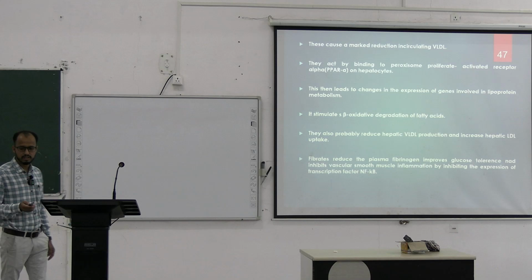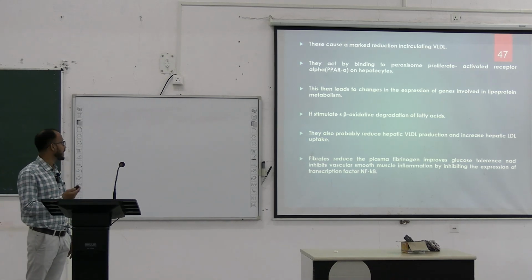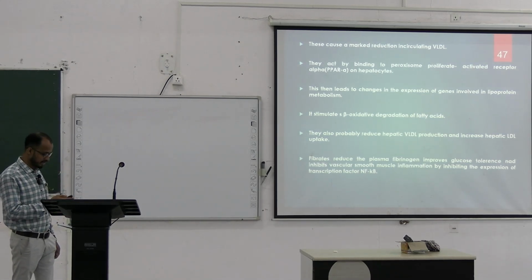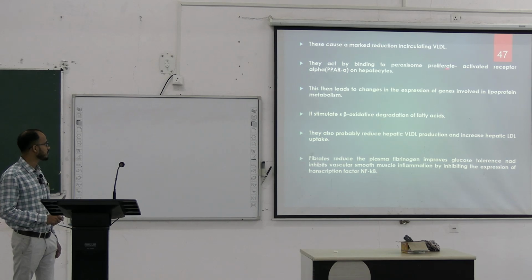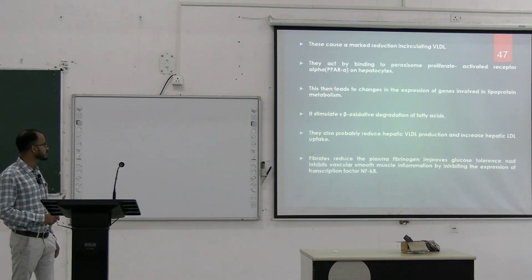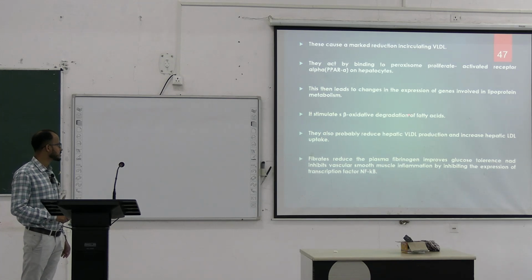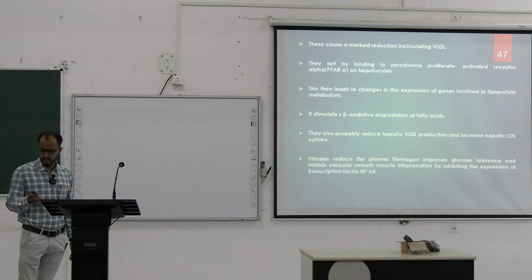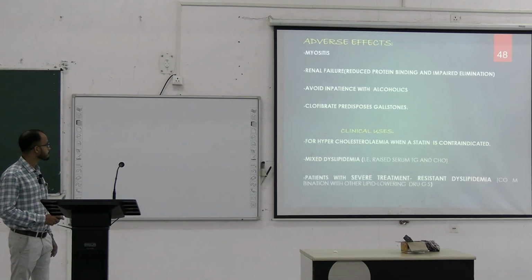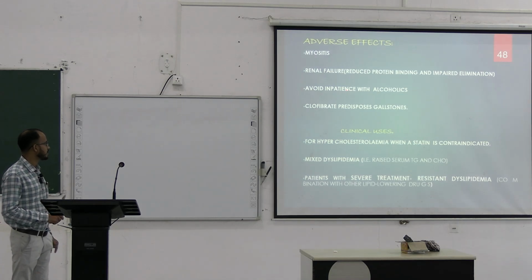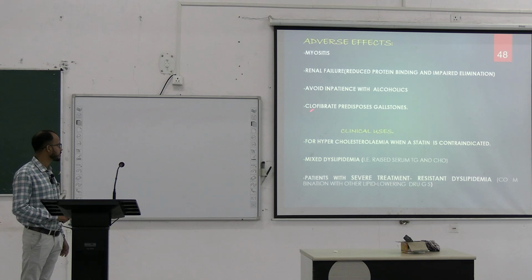How do they act? Fibrates act as PPAR alpha agonists, that is peroxisome proliferator activated receptor. This leads to changes in the expression of genes and stimulates beta oxidation of fatty acids. This probably reduces hepatic VLDL production. So what are the adverse effects of fibrate? This sometimes leads to renal failure, myositis, and in alcoholic patients it should be avoided. Clofibrate is associated with gallstone formation.